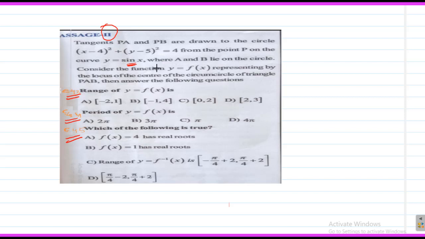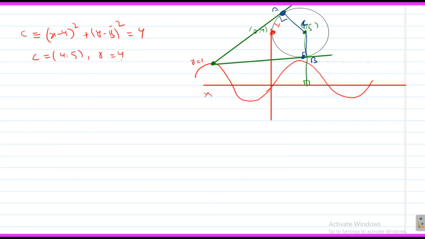Okay, consider the function y is equal to f of x, representing the locus of the center of the circumcircle of the triangle PAB. And here we want to find the locus equation of the center of the triangle PAB. So PAB, where is PAB? Oh, this is given as P. So this is given as P, the triangle PAB. For this triangle, I want to draw the diagram also. Okay students, so here we got the triangle PAB. Okay students, this is the triangle PAB.